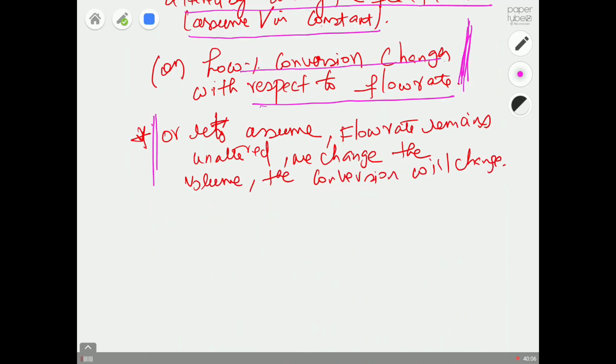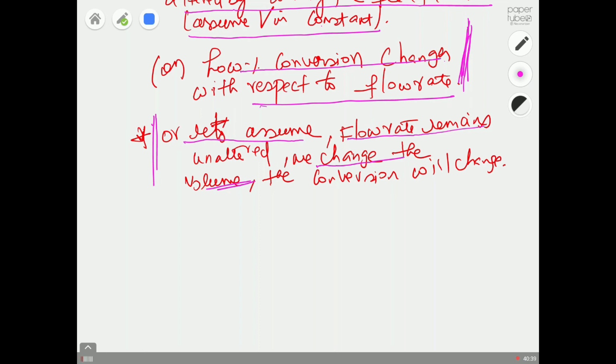Now, I have some idea. I have already worked on what type of models I need to use, and I know this is my feed condition. So now I want to know the percentage conversion, which is related to your output. Or maybe we can do something else. For the same problem, let's assume the flow rate remains constant, and now we change the reactor volume. Again, obviously the conversion will change.